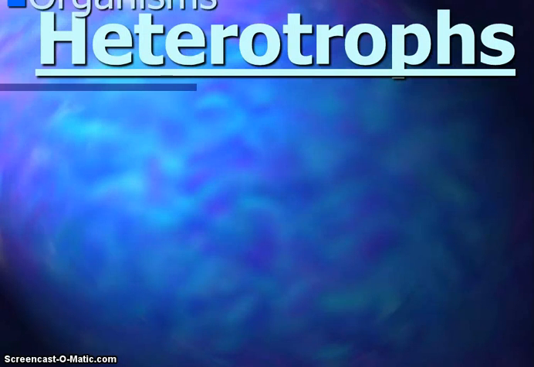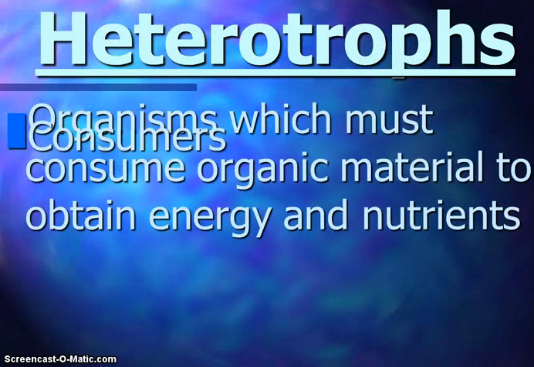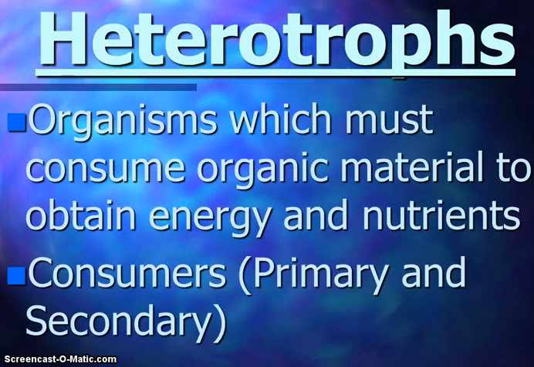The next term are heterotrophs. These have to consume food, so we call them consumers. And we could break the consumers down further into primary consumers, secondary consumers, and tertiary consumers. So, for a primary consumer, these would be eating the producer level. Secondary consumers are those animals that eat the primary consumers. And if we had tertiary consumers, those would be the ones that would be eating the secondary consumers.